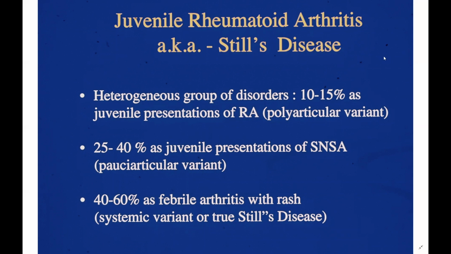Only 10 to 15% of them are true juvenile presentations of RA. It's called the polyarticular variant. They start out with multiple joints involved, and unfortunately, most of them go on to develop adult RA in adult life. 25 to 40% are juvenile presentations of seronegative spondyloarthropathies, the classic one of which is ankylosing spondylitis. It's called the pauciarticular variant. And then 40 to 60%, in other words, half at least, are febrile presentations with a rash. This is the systemic variant, it remits, true Still's disease. And they have fever, and they're pretty sick.